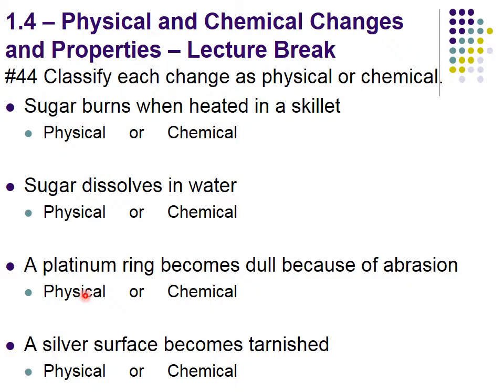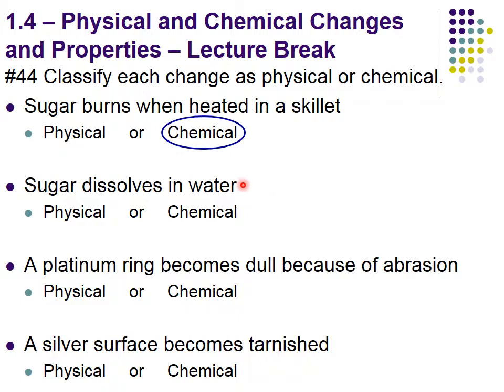So here's our practice. This is number 44. Classify each change as physical or chemical. So the first one is sugar burns when heated in a skillet. Now I did say that these can be tricky to figure out. So one of the ways to think about it is to think about if we can get that original substance back. If we can get the original substance back, then it was just a physical change. If you can't get it back, then that tells you that it was a chemical change. So if sugar burns in a skillet, we can't get the original sugar back. It's going to be turned into a caramel, but that white sugar is now gone. So this is a chemical change.